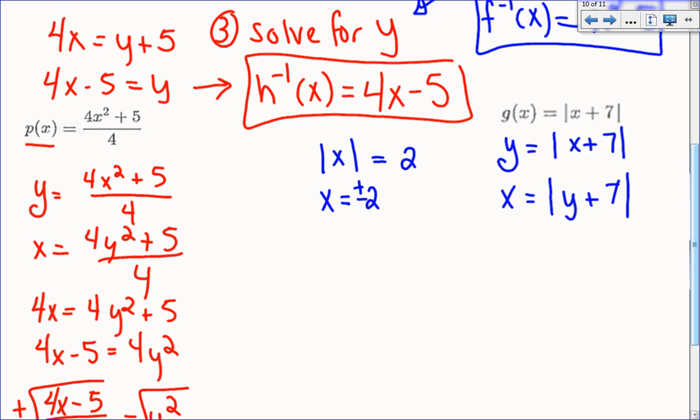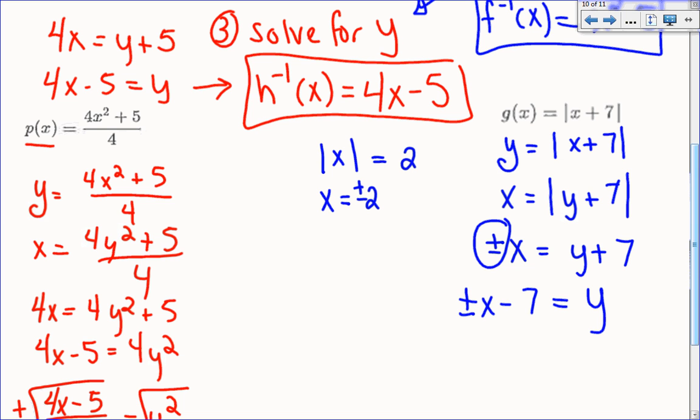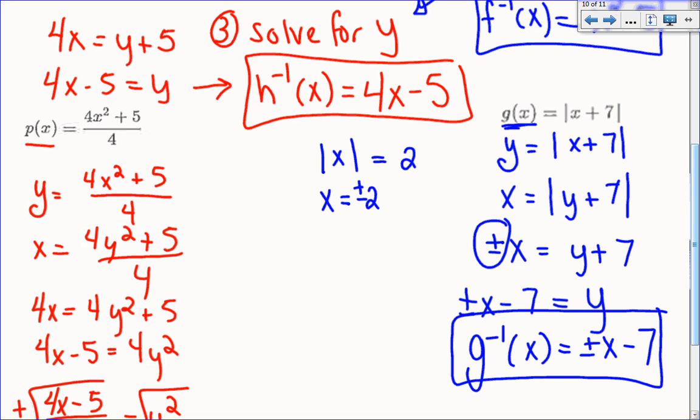If we want to take away the absolute value sign, we have to say y plus 7 is equal to positive or negative x. So whatever is outside of the absolute value sign, when we take away that absolute value, we have to have that plus or minus. So then we'll minus 7, so plus or minus x, minus 7 equals y, and we'll replace y with the inverse of g. And that's it.